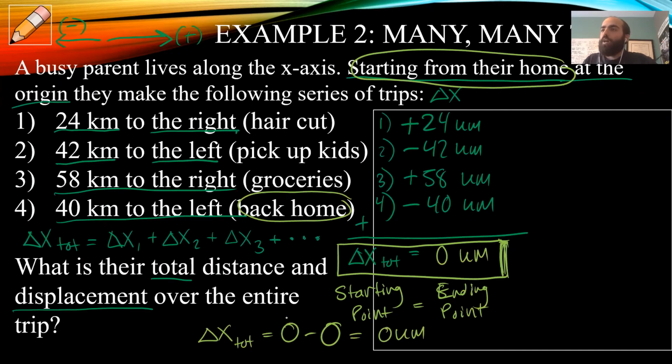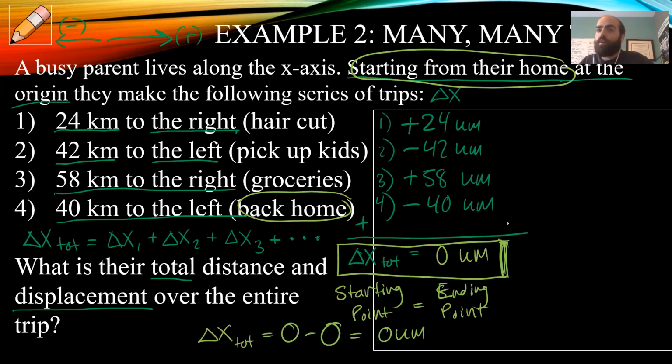And it doesn't matter where you start. If you started at 10 kilometers to the right, and then you ended up at 10 kilometers to the right, your starting position would be 10, your ending position would be 10, you do 10 minus 10, and you'd still get 0. So anytime your starting point is the same as your ending point, that's going to mean that your displacement is equal to 0.